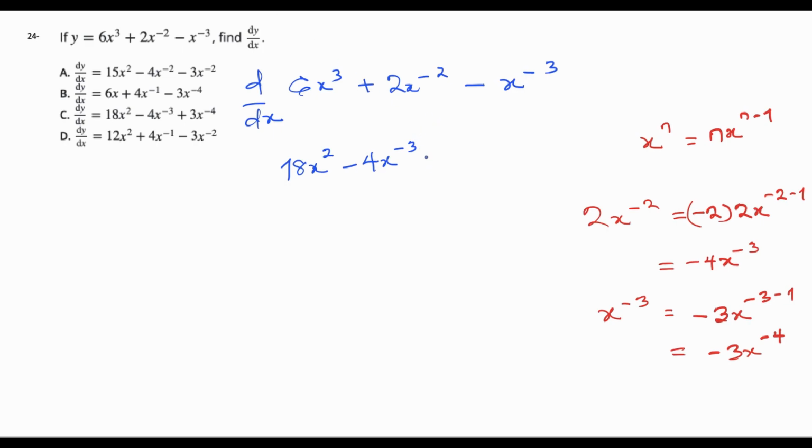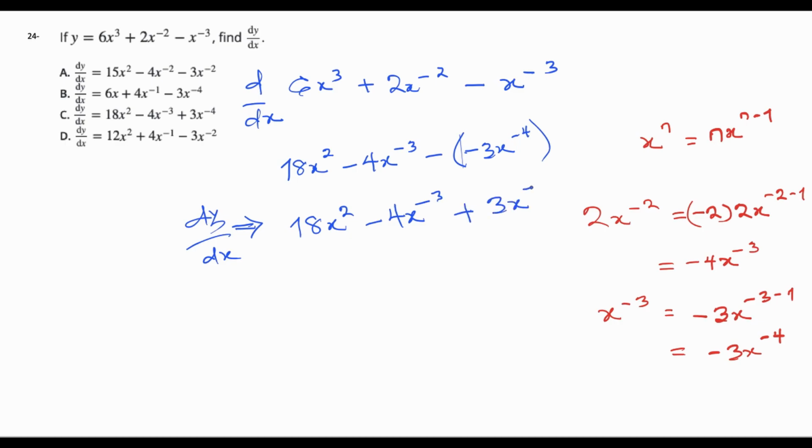So this is going to be minus 3x to the power of minus 4. Obviously, this is going to become plus. So dy/dx is 18x squared minus 4x raised to power minus 3 plus 3x raised to power minus 4. So the option that corresponds to that answer here is C.